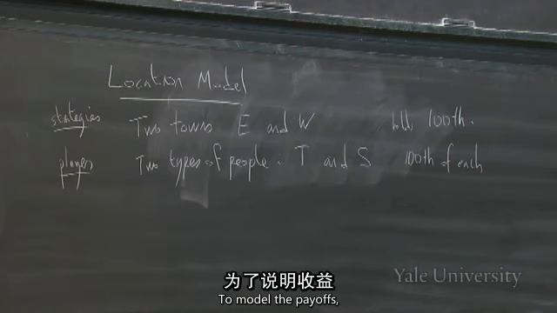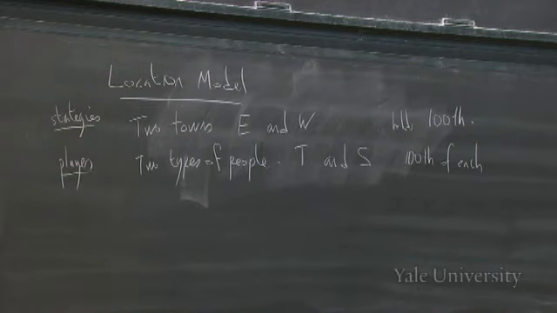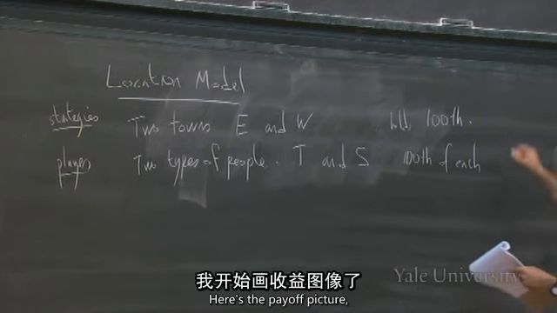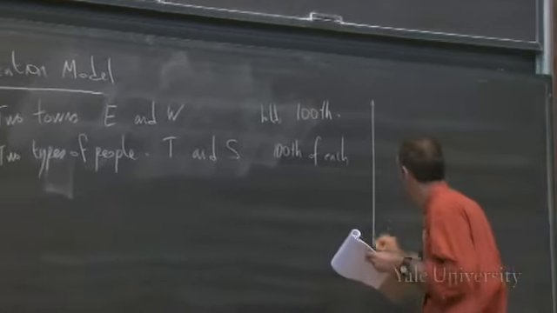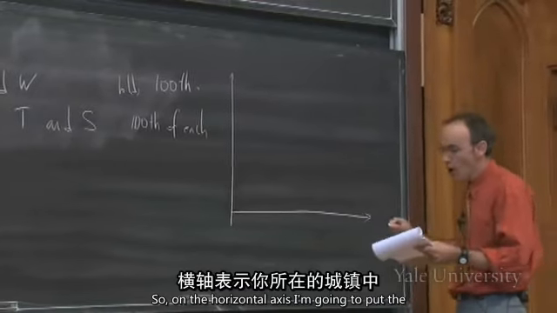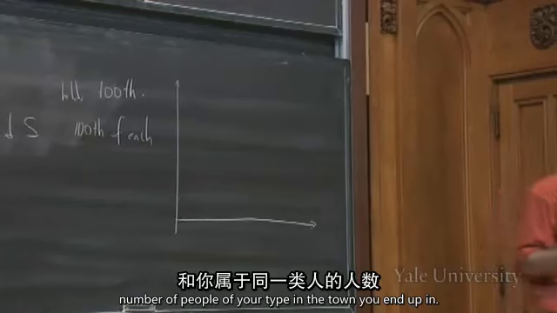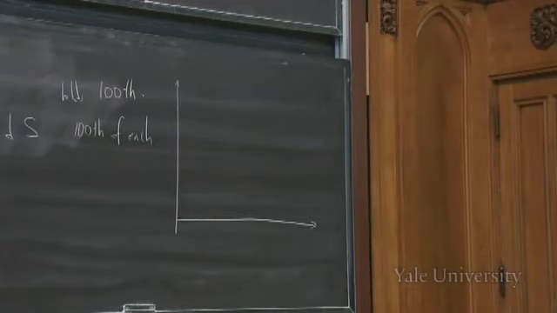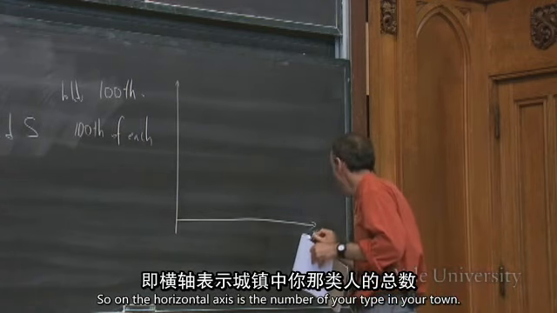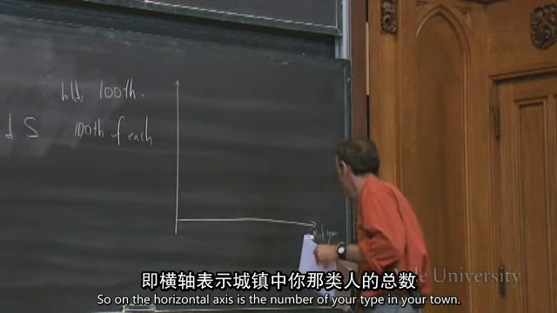All right, and to model the payoffs, let me first of all draw a picture and then come back and explain it. Okay, so the picture is going to look like this. Here's the payoff picture. And it's a little complicated, so just bear with me for a second. So on the horizontal axis, I'm going to put the number of people of your type in the town you end up in. All right, so on the horizontal axis is the number of your type in your town.